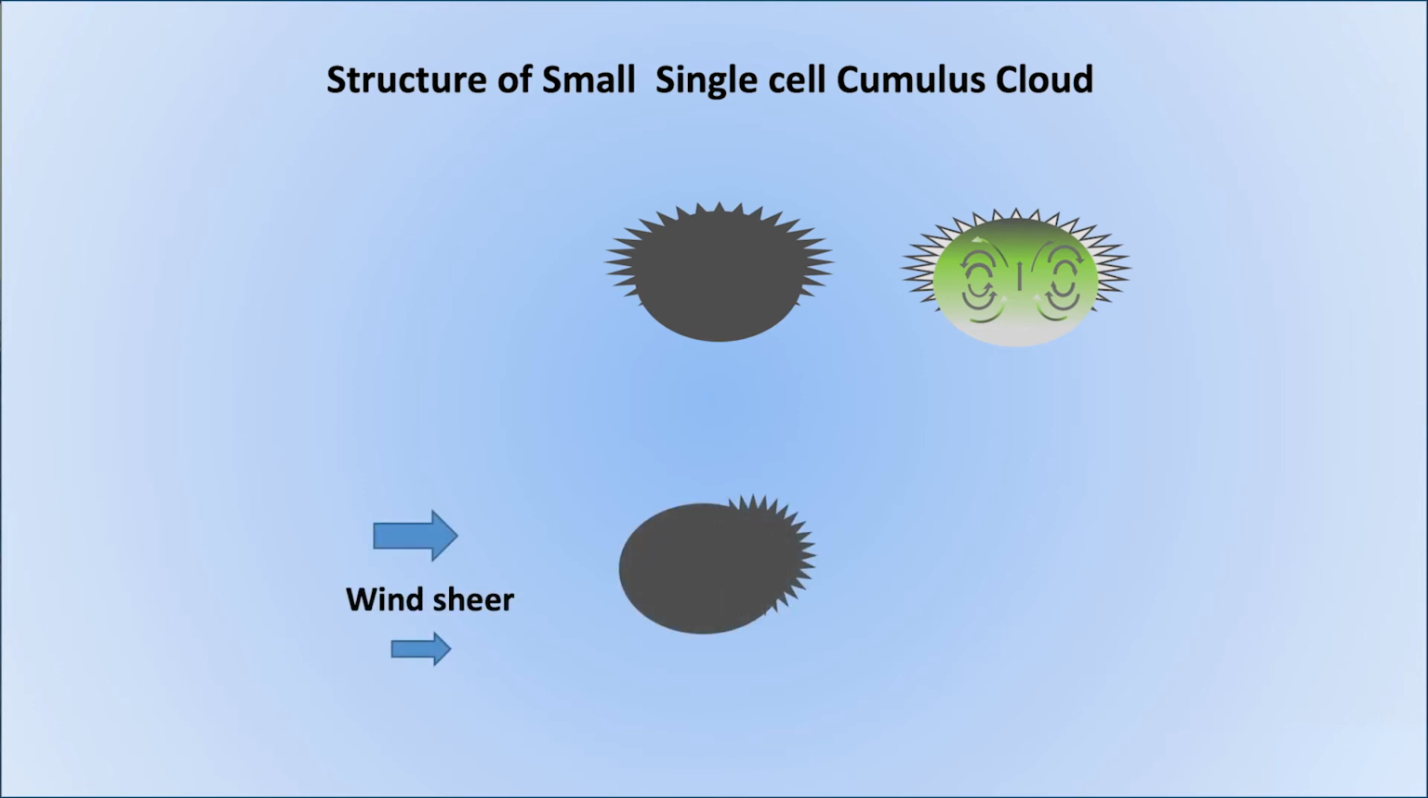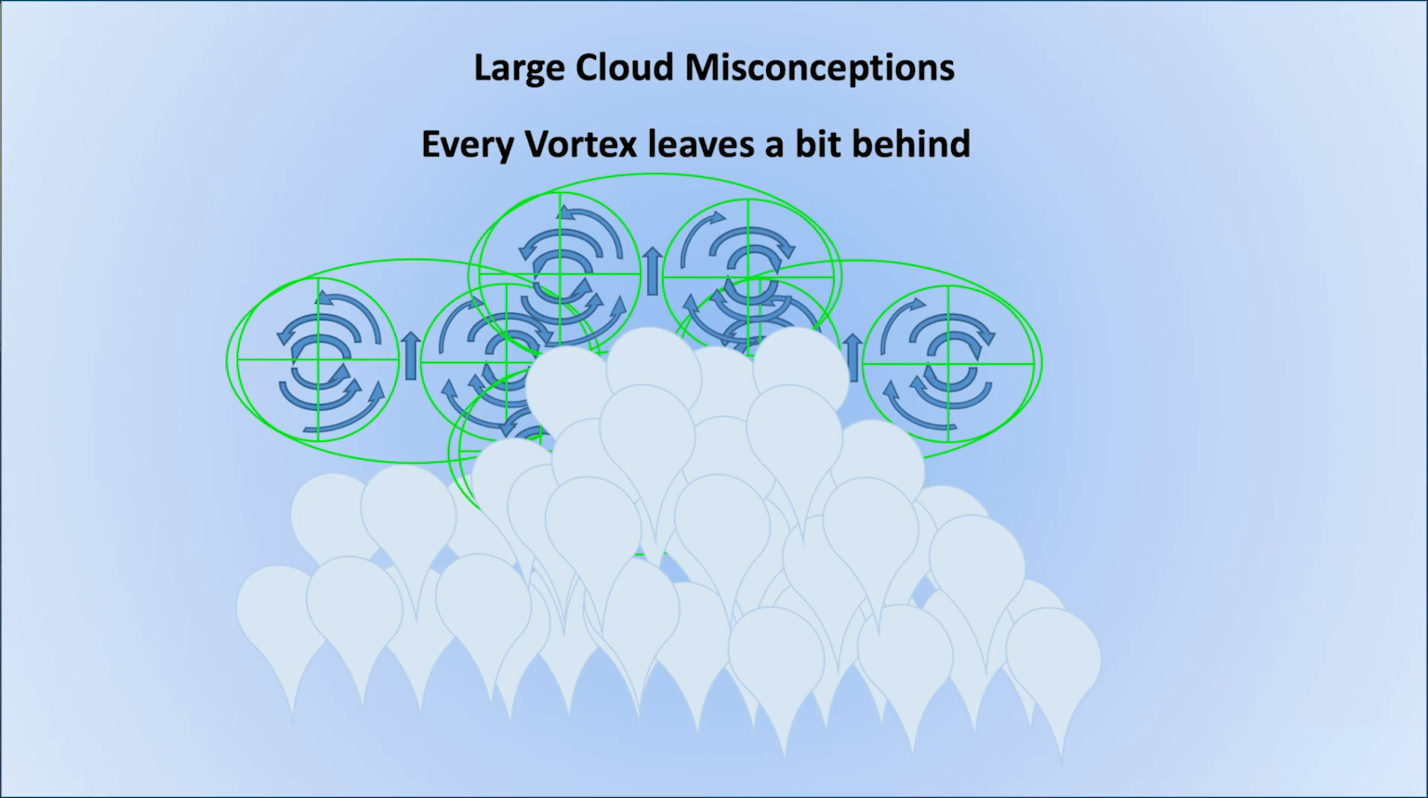If we put wind shear on it, again the vortex is all decaying to the right, but what we will see is this scraggy bit on the right-hand edge of the cloud. Of course, large cloud misconceptions. Every vortex, as it goes up and hits cloud base, starts to condense and will leave some water behind as it continues to climb.